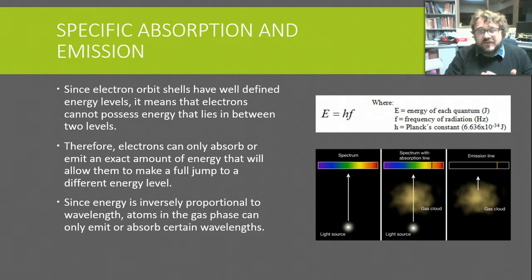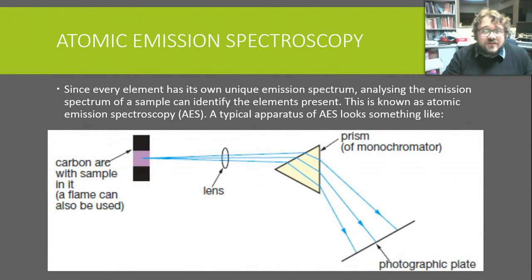This makes them easily identifiable. So again, because it's inversely proportional to wavelength, atoms in the gas phase can only emit or absorb certain energies. And that's why we get a very clear line here and a very clear line here. And they are very clear. So basically, this allows us to do atomic emission spectroscopy, which looks like atomic absorption spectroscopy, but it's a bit simpler. So for example, since every single element has its own unique emission spectrum, we can identify elements present. If we know this, it's very, very easy.